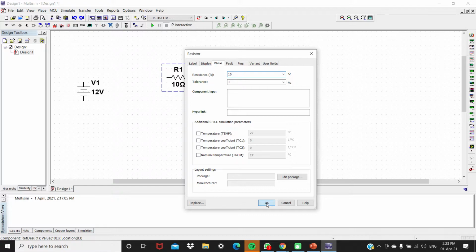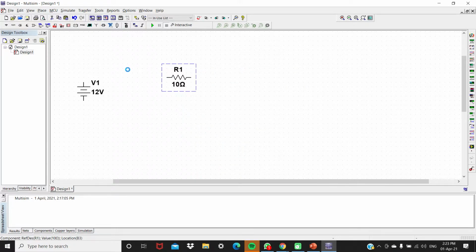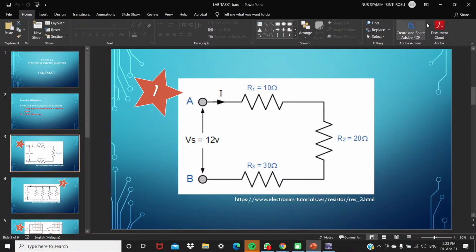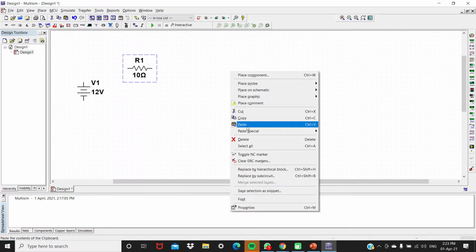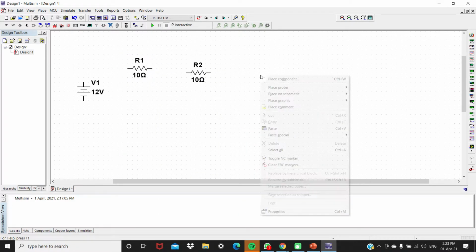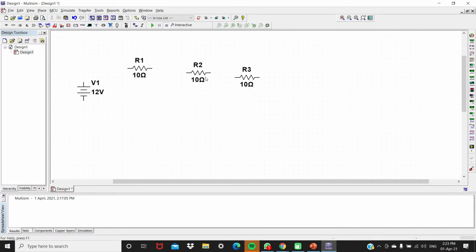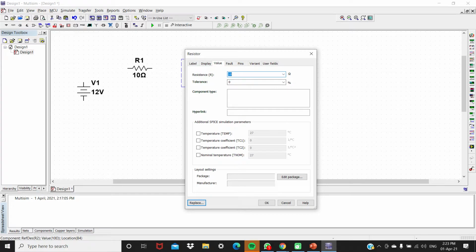Okay, continue. So you already done the 10 ohm. So how is it? Okay, there's a 20 and 30. So all you need to do is just copy it and paste it here. All right. And there you go.